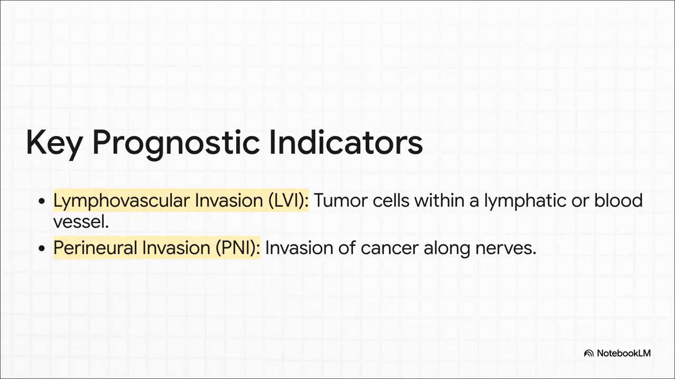Okay, now these next 2. These are things you should have on your radar constantly: lymphovascular and perineural invasion. The best way to think of these is as documented escape routes for the cancer. When you see tumor cells hanging out inside a vessel or wrapping themselves around a nerve, that's a massive red flag that this cancer is aggressive and has a much higher chance of spreading.